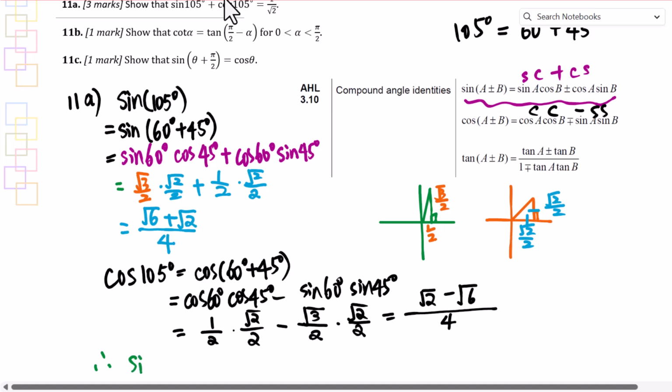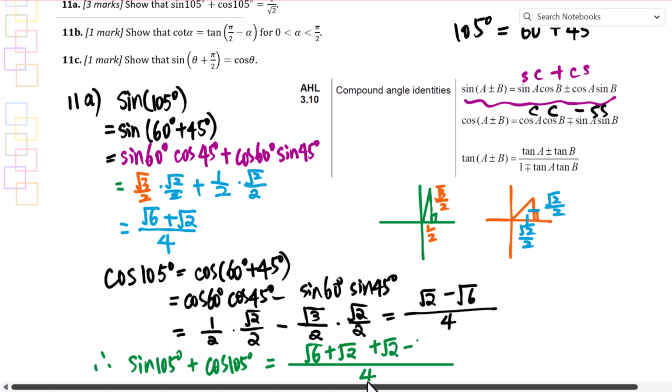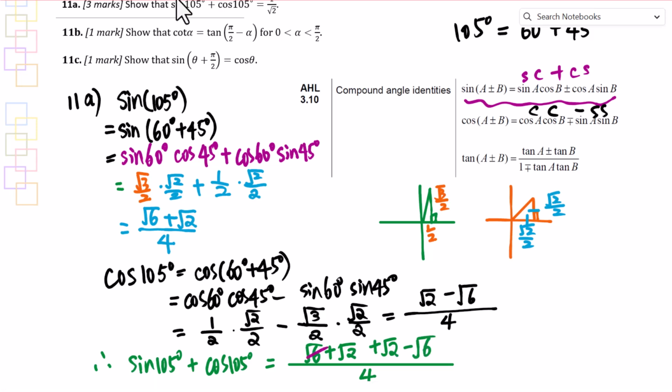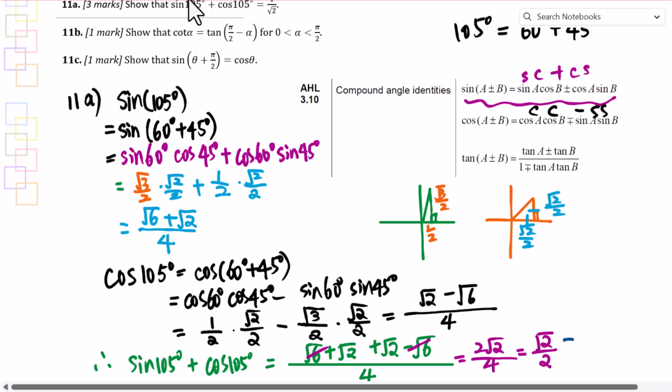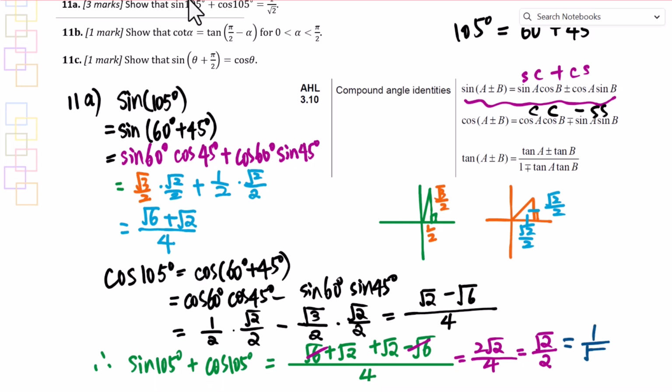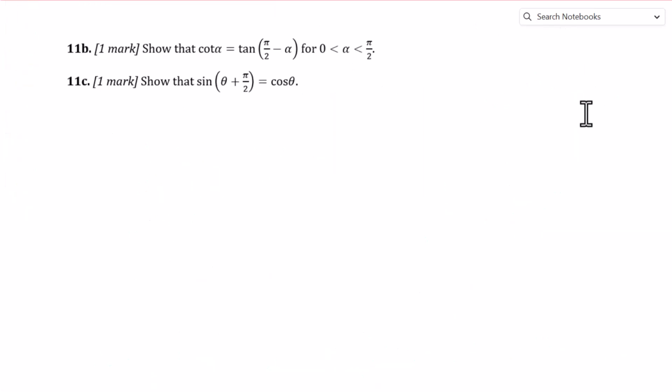So sine 105 degree plus cosine 105 degree equals, denominator is 4, square root 6 plus square root 2 plus square root 2 minus square root 6. Combine like terms, we got 2 square root 2 over 4, which is square root 2 over 2, equals 1 over square root 2. Let's go to 11b.